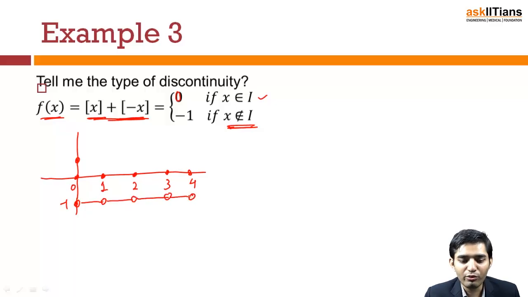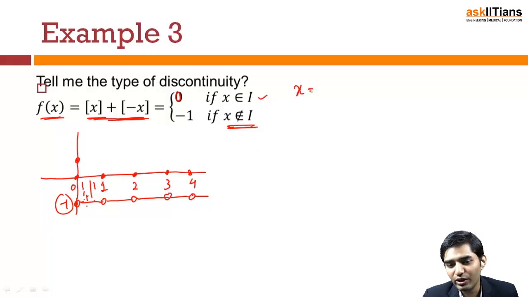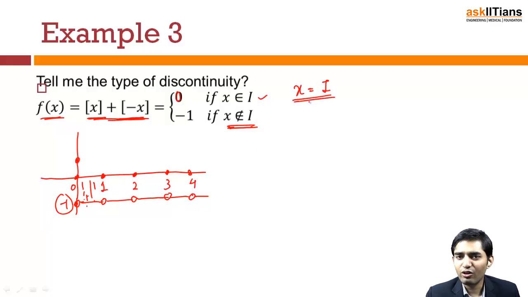So it will be like this. At all the integral points, the value of the function is 0, and at all the non-integral points, in between 0 and 1, the value of the function will be minus 1. Okay. Now from the graph, can you tell me which are the points of discontinuity, where the function is discontinuous? The function will be discontinuous at all the integral points, 0, 1, 2, 3, 4.